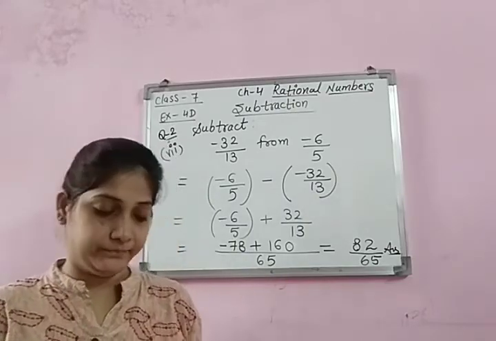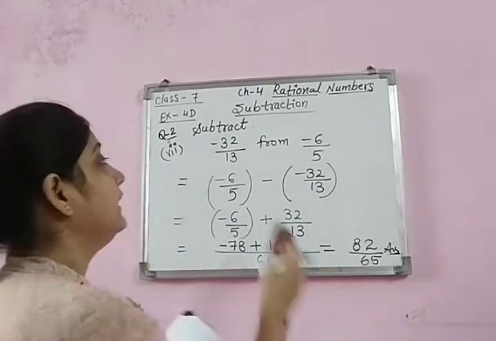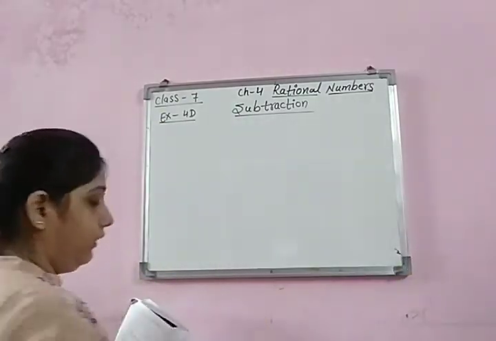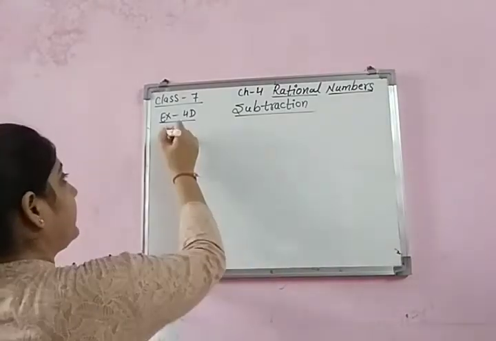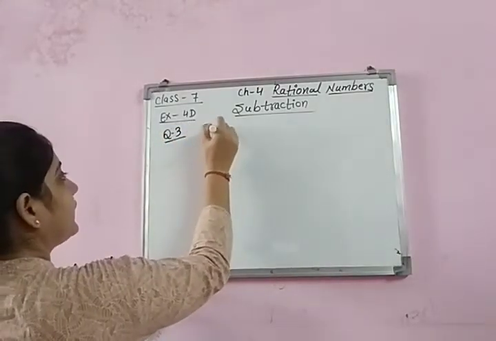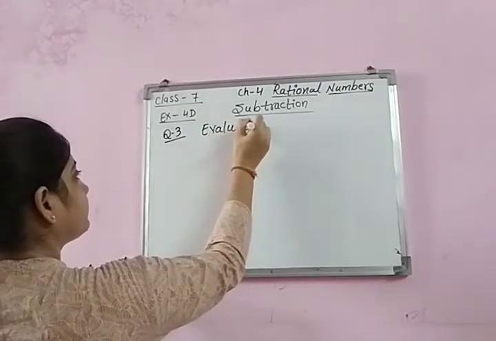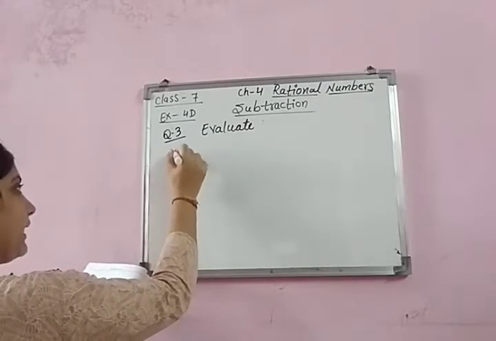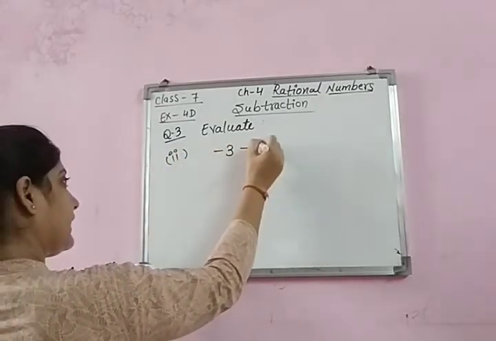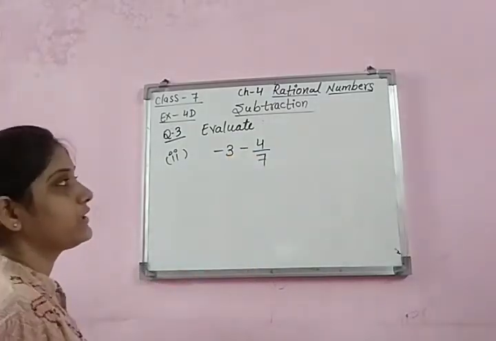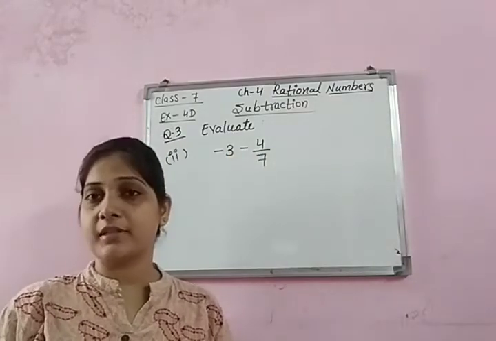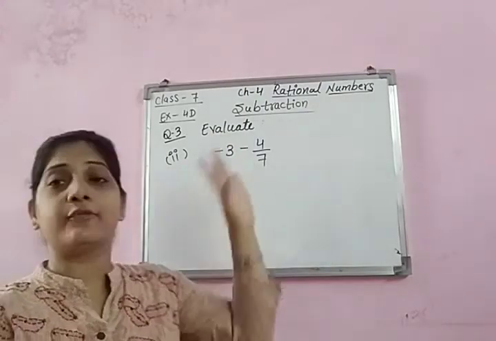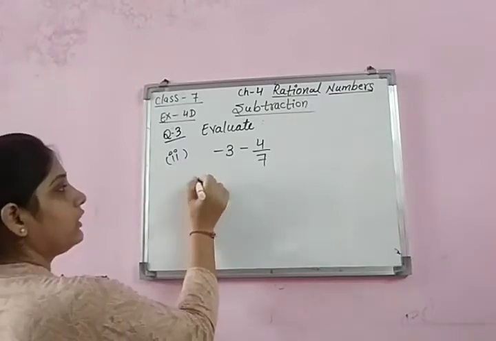Now question number 3. That is evaluate. In question number 2, we have learned the concept of from. In question number 3, there is no from given. You have to just evaluate, like the second part, negative 3 minus negative 4 by 7. As you can see, the from concept is not given, it is already arranged. You have to just find the value. Evaluate means find its value. So we have to solve it.